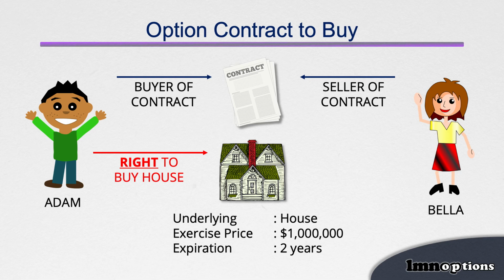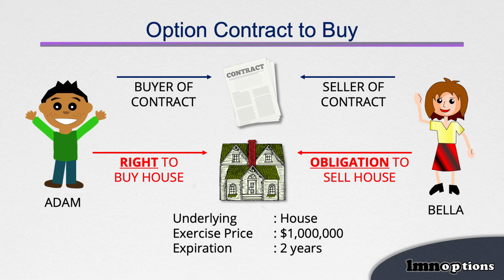He doesn't have to buy the house if he doesn't want to, but if he wanted to, he has the right to do so. And if we look over to the other side of the contract, that would mean that if Adam within the next 2 years wants to buy the house, Bella has the obligation to sell him the house at the exercise price of $1 million. If Adam does not choose to buy the house, then Bella does not need to sell the house to Adam.